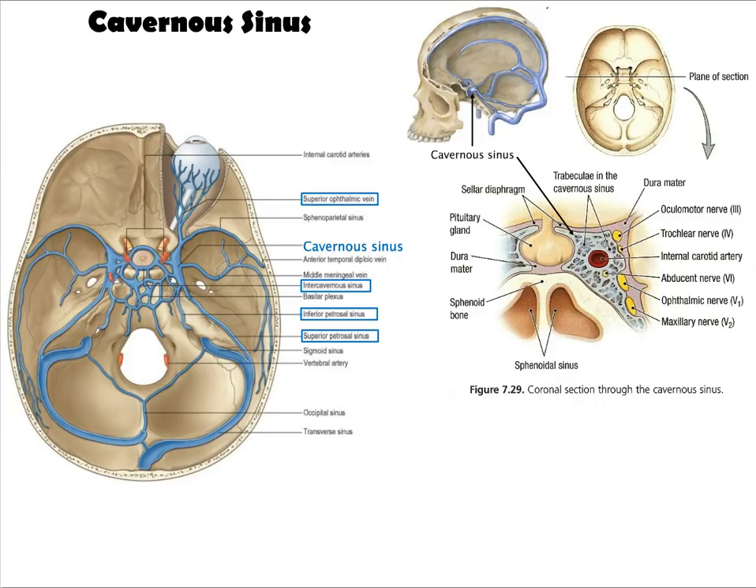Because there are no valves in the veins of the face, blood can flow in either direction, permitting infections that originate in the face to spread intracranially to the cavernous sinuses. An infection of the cavernous sinus can manifest as a cavernous sinus thrombosis. This condition can present with signs of cranial nerve palsies due to the fact that 5 different cranial nerves pass through the lateral walls of each cavernous sinus.